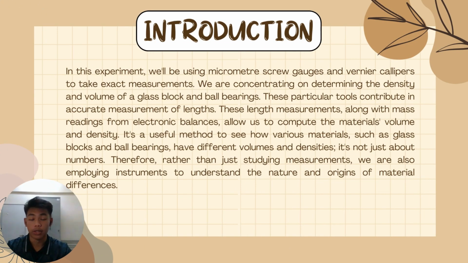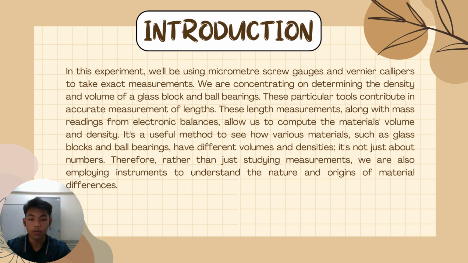So let's begin with the introduction for experiment 2. In this experiment, we will be using a micrometer screw gauge and a vernier caliper to take exact measurements. We are concentrating on determining the density and volume of a glass block and ball bearings. These particular tools contribute to an accurate measurement of length. These length measurements, along with the readings from an electronic balance, allow us to compute the material's volume and density.